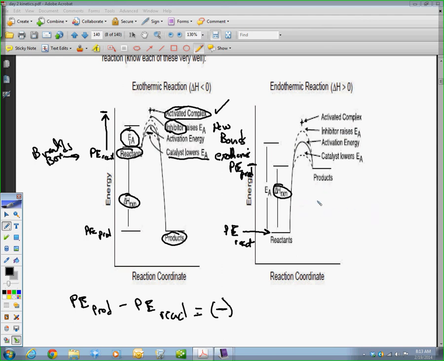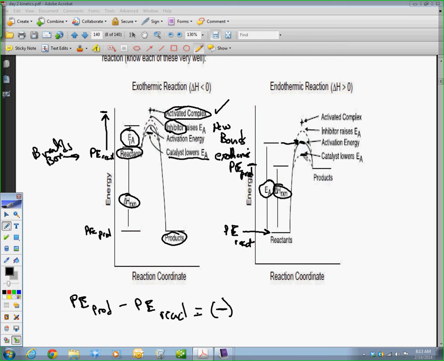So you can see an example of exothermic and endothermic. But again, what a catalyst will do, even for an endothermic reaction, is lower this peak. So the activation energy originally for this reaction was how far it would get the reactants from this point to the top of its peak, which is right here. This is your activated complex.